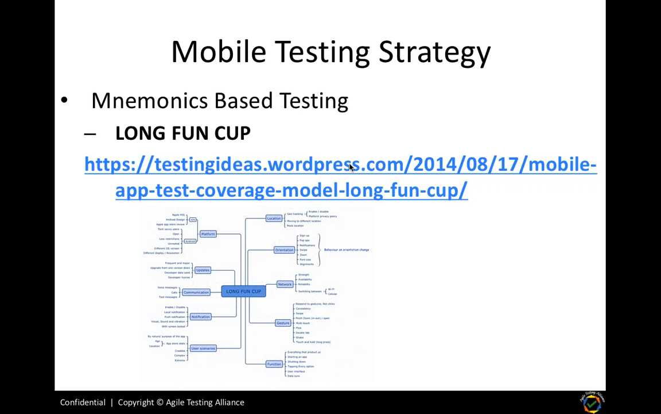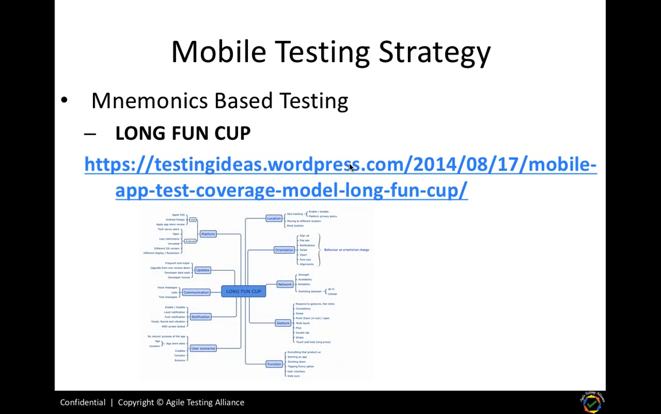Now LONG FUN CUP is an acronym which has essentially 10 components. L stands for location, then you have orientation, then you have network, gestures, function, user scenarios, notifications, communication, updates, and platform. So this covers 10 aspects of mobile phones. This is quite comprehensive. This gives you good coverage.